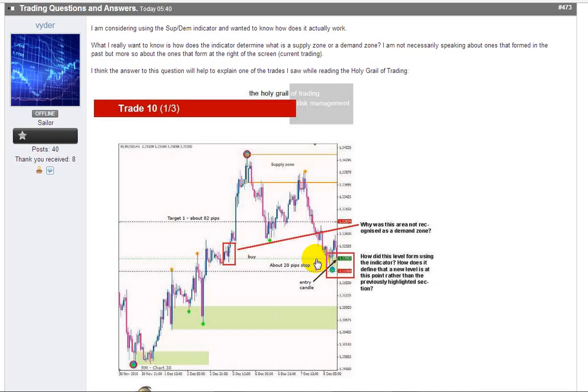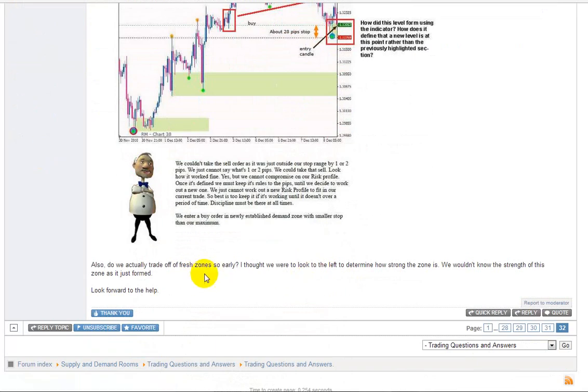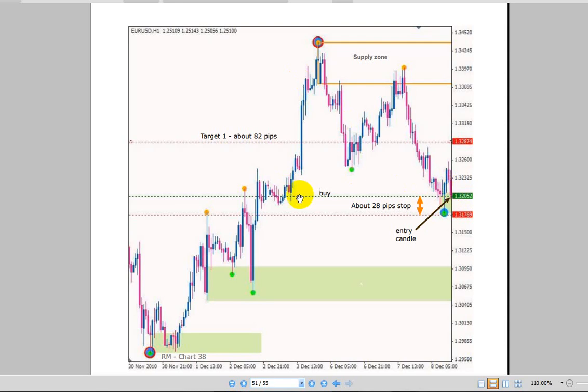Also, your other question: do we actually trade a fresh zone so early? I thought we were looking to the left to determine a strong zone. We didn't know the strength of this zone as it just formed. That's a pretty fresh zone because it's formed a type of congestion. But he's actually using the prior area, I think, here. Well, that's what I'm going on because that's what I would have thought of it as. But anyhow, it's consumed all that, so now it's formed another area.